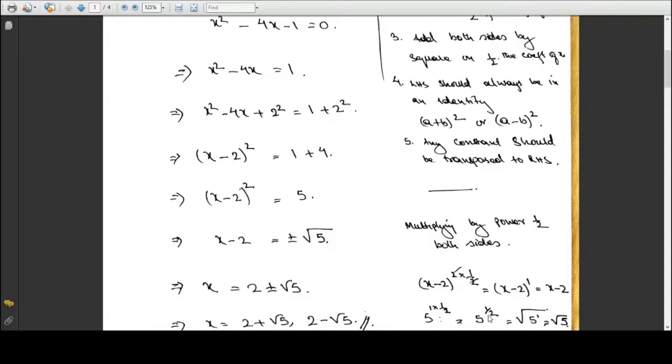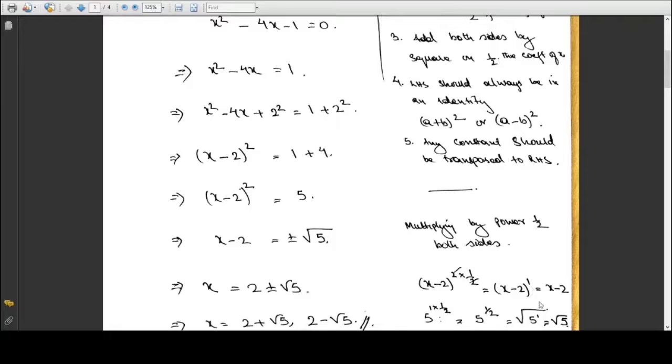5 to the power 1 by 2 means 5 to the power 1, and the order of the root will be 2. Usually we do not write the order of 2 for a square root. We know that it is a square root, the order of 2 only. That's why we are not writing the order. It is the square root of 5.